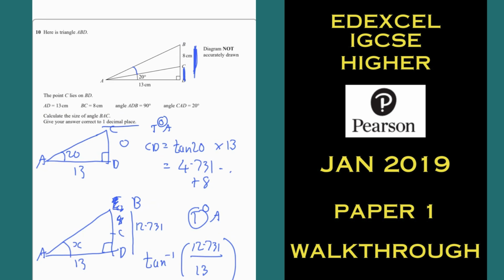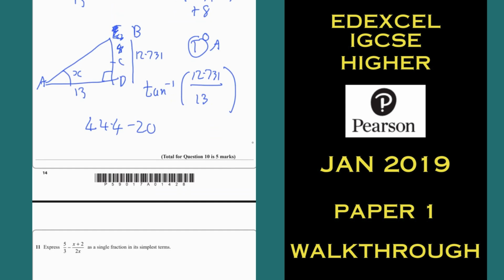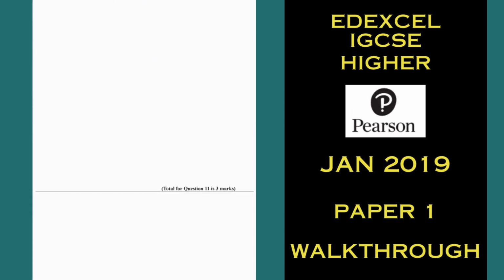Don't forget, as I said during the question, got to minus that 20. Because if we could just refer back, it's the whole thing that's 44. We don't want the whole thing. We have to take away the 20 to give us 24.4 degrees. On we go.